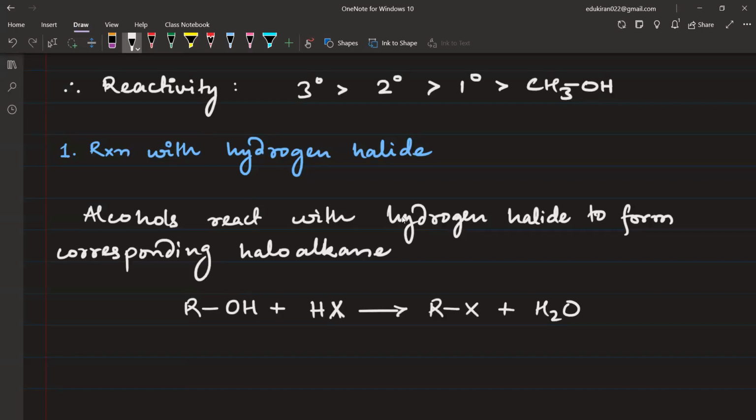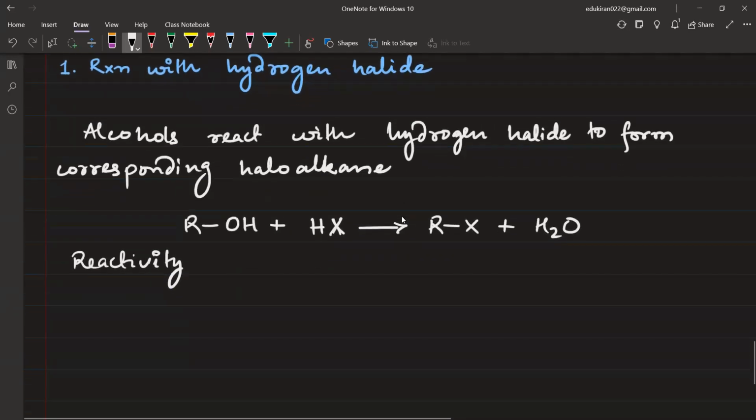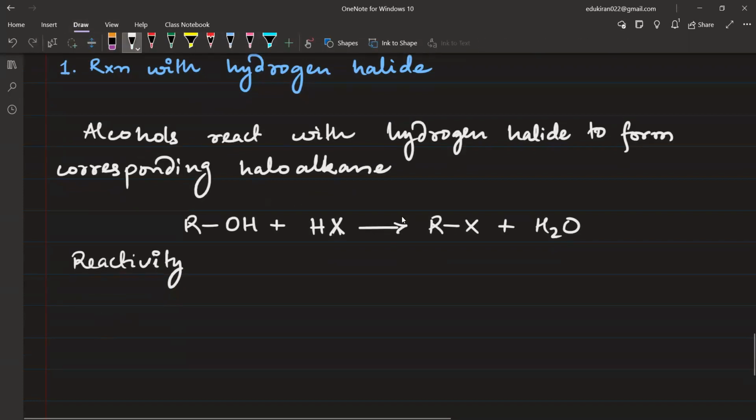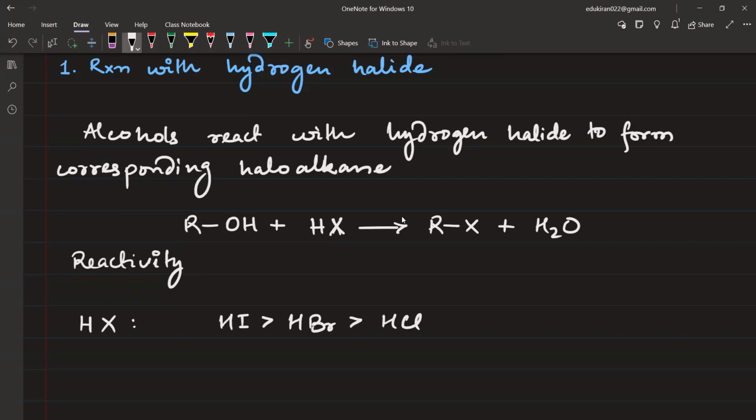Now, if I talk about the reactivity of different halogens, in terms of HX, it will depend on the size of the halogen atom, because the larger the size of the halogen atom, the weaker will be the bond. That is why hydrogen iodide will be fastest in reaction, followed by HBr and followed by HCl. HF is so less reactive that it does not even show the reaction. It becomes very unreactive.